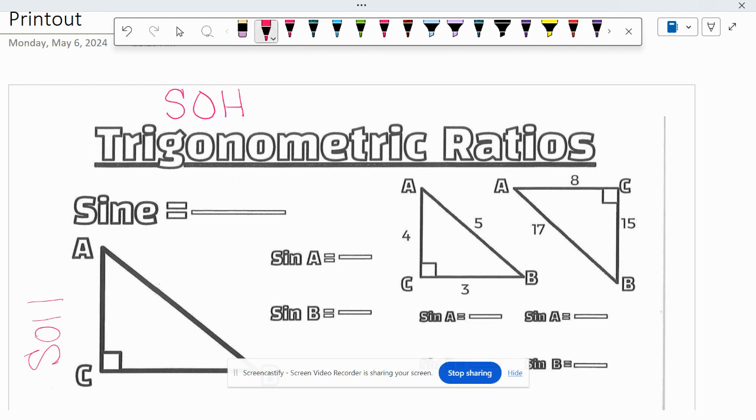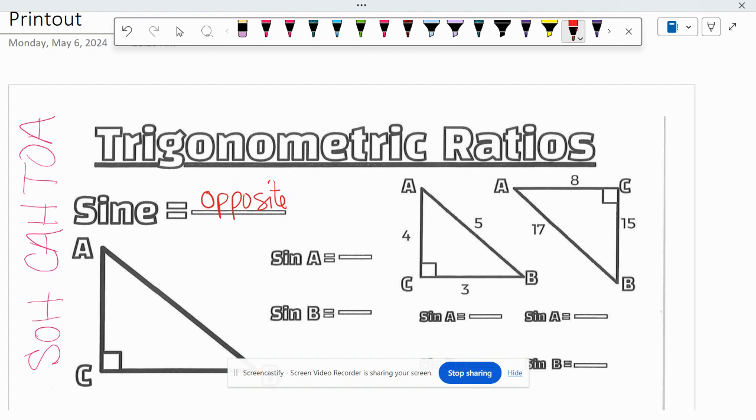SOHCAHTOA. Sine equals... there's three types of sides of a triangle: the opposite, the adjacent, and the hypotenuse, right? So O stands for opposite. So if sine is OH, that's the opposite over the hypotenuse. The opposite over the hypotenuse, okay?